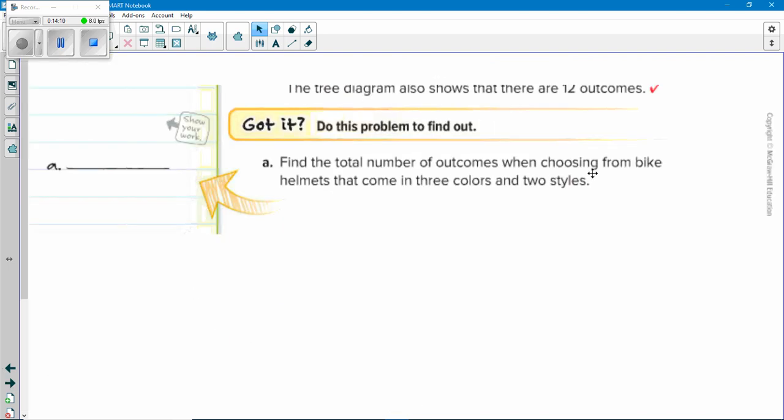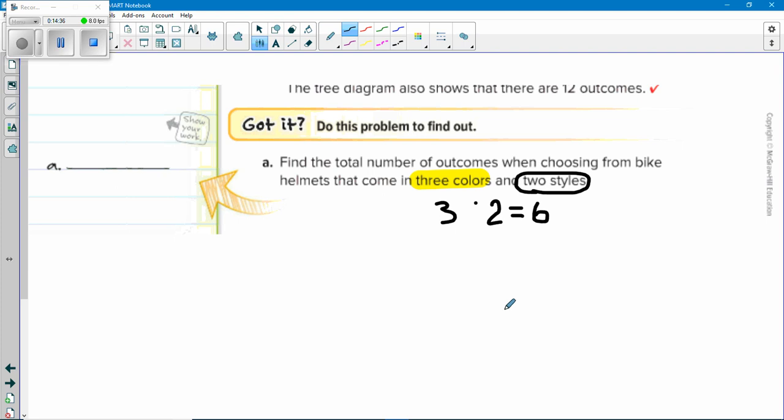Now let's take a better look. Find the total number of outcomes when choosing from bike helmets that come in 3 colors and 2 styles. Okay, how many colors are there? 3 colors. All right, so we need 3. How many styles? 2 styles. So what's 3 times 2? 6. There's 6 different types of bike helmets you can get based on their color and style. It's that simple. A lot faster than making a tree diagram.